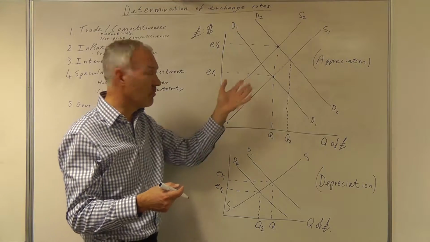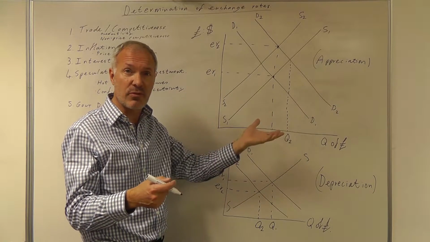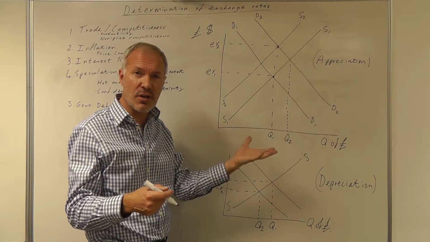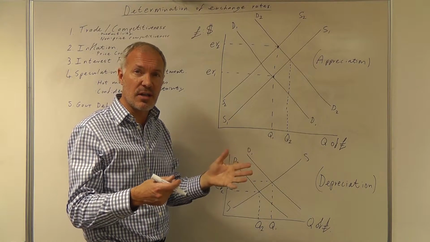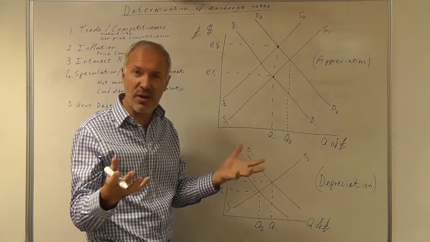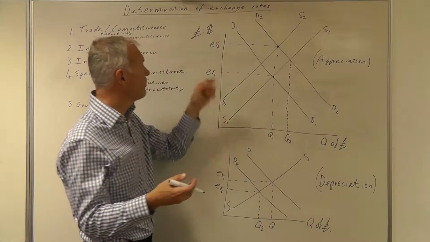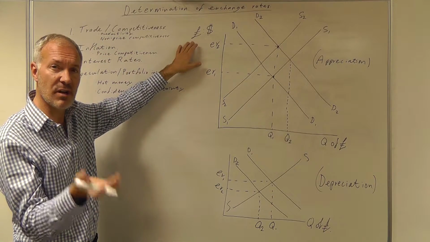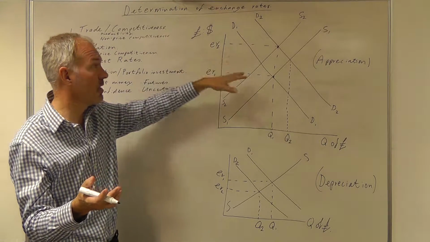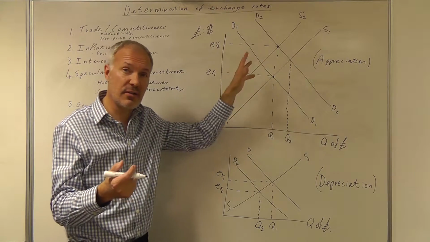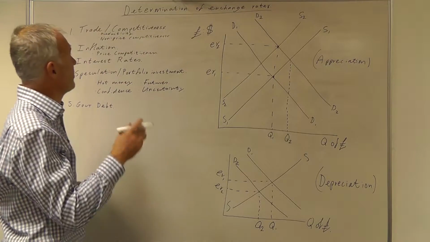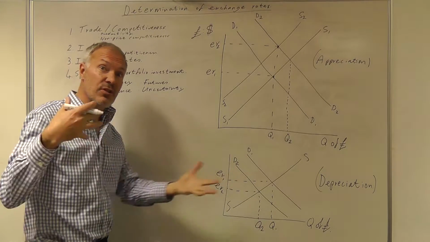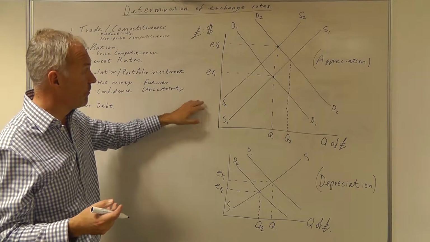So it could be the market for bananas, the market for apples. If more people want bananas relative to supply, the price of bananas will go up. Same with the pound. If more people want the pound, there'll be more demand for the pound relative to the supply, and the price of the pound will go up. Okay, so let's look at some specific factors that will determine the exchange rate.